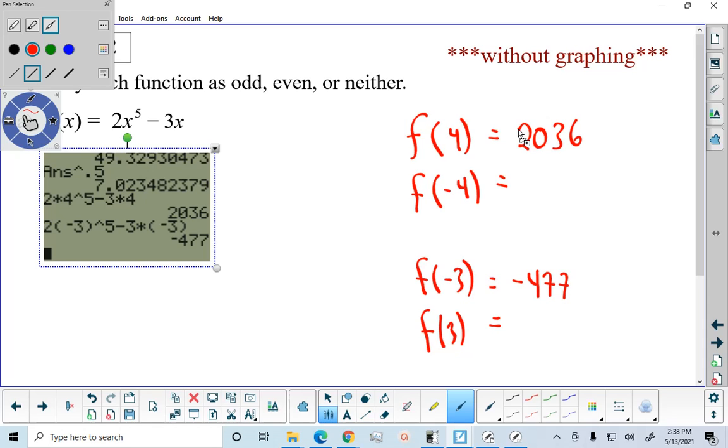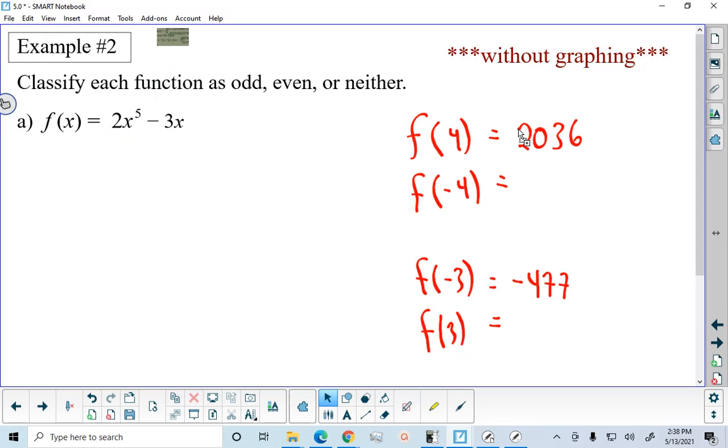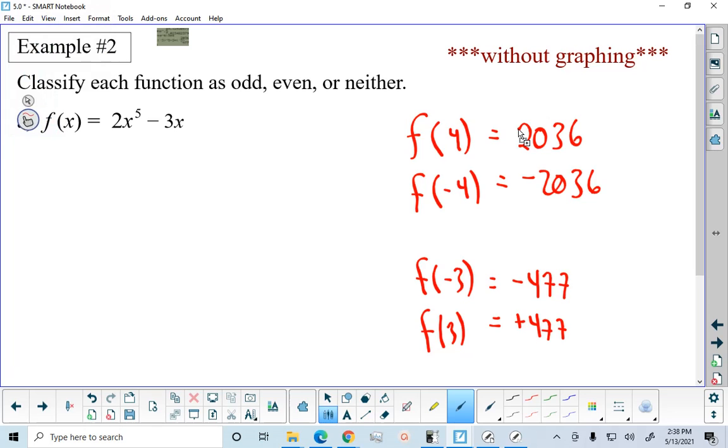Now, trust me on this because I know that this function is odd by looking at it. If you put negative 4 in, then you will discover that you get negative 2036. And if you put positive 3 in, you will discover that you get positive 477. So f of 4 is the negative of f of negative 4. F of negative 3 is the negative of f of positive 3. So this function is odd.